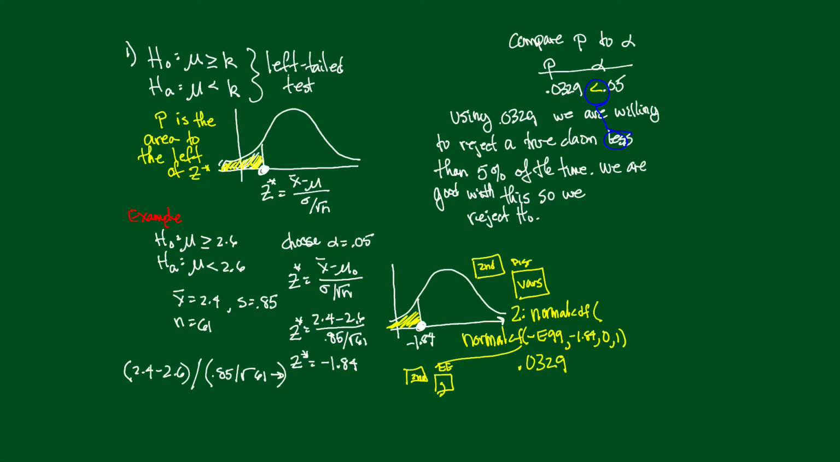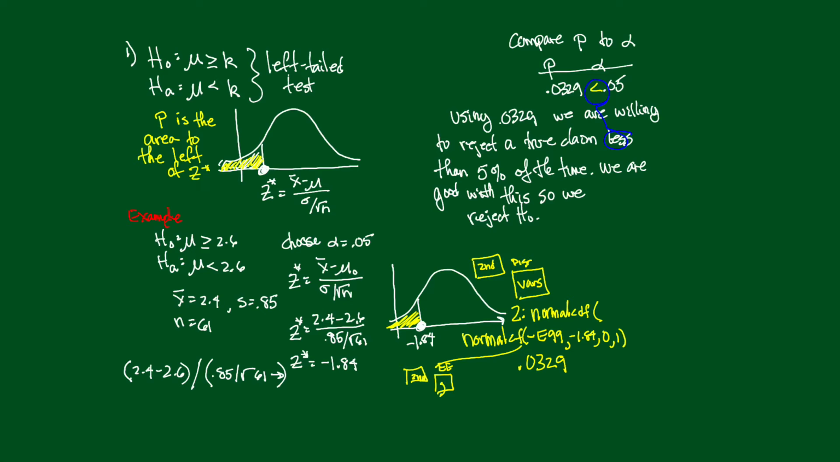Here's an example. Suppose that we're going to say that the null hypothesis is greater than or equal to 2.6 versus that it is less than 2.6. We take a random sample of size 61 and we compute the sample mean to be 2.4 and the standard deviation to be 8.5. Now the alternate hypothesis is less than 2.6. Our observed mean is 2.4, so there is some evidence that the mean might be smaller, now less than, the 2.6.